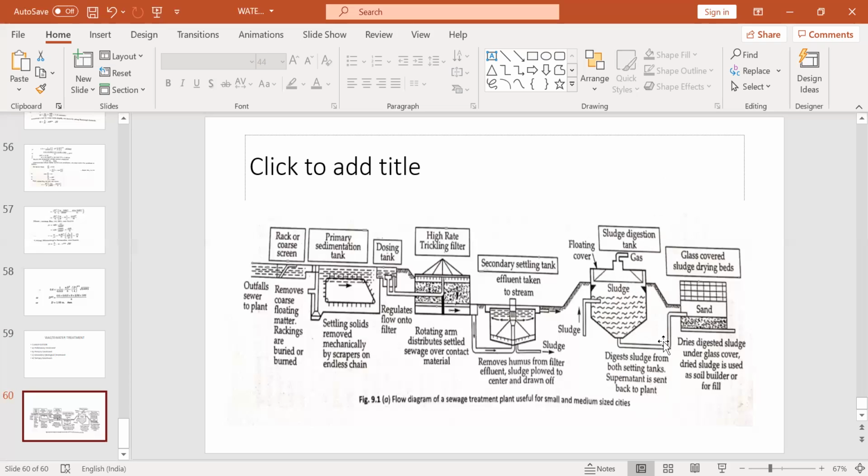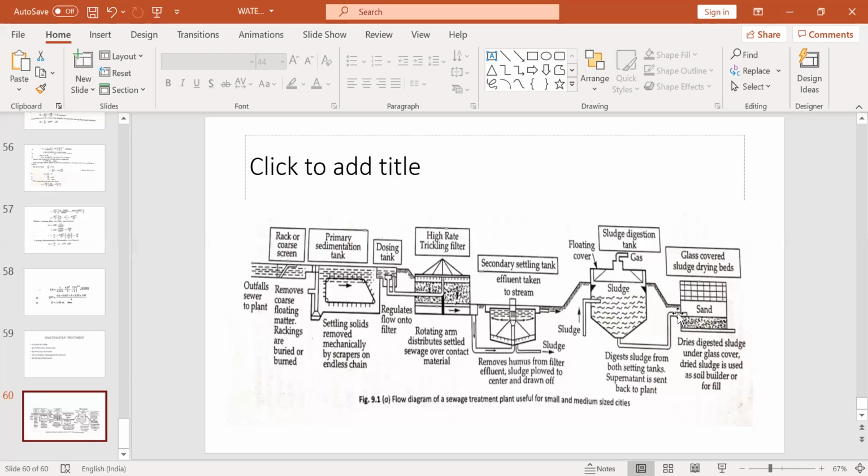Then this sludge is taken to a glass covered sludge drying bed. The sludge is allowed to dry, and dry sludge can be used as humus, a very good natural soil improver, not a fertilizer but a natural kind. It might improve the fertility of the soil. The dried sludge is used in such soils.